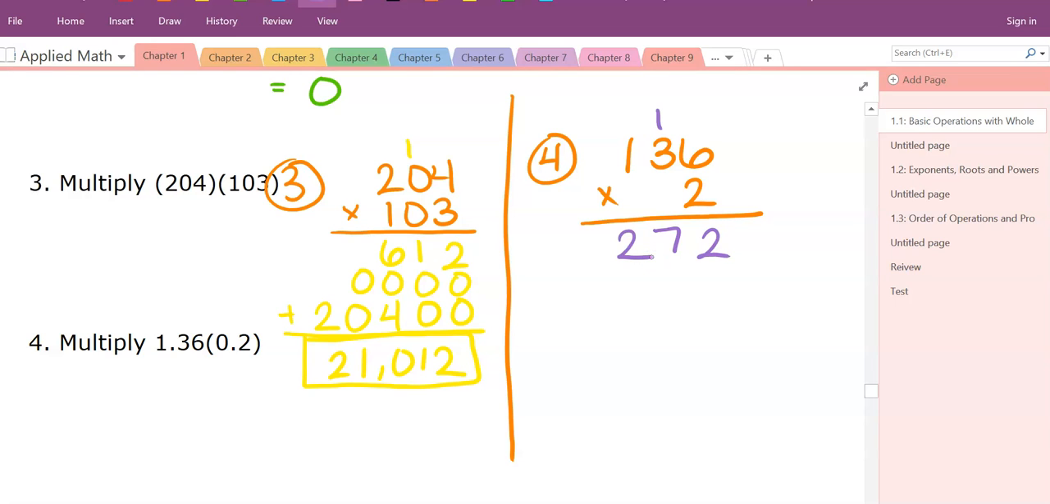Now, if you look at the problem, there's 2 numbers after this decimal and 1 number after this, which means there's a total of 3. So your decimal starts here, and you need to move it over 1, 2, 3. So the answer is going to be 0.272.